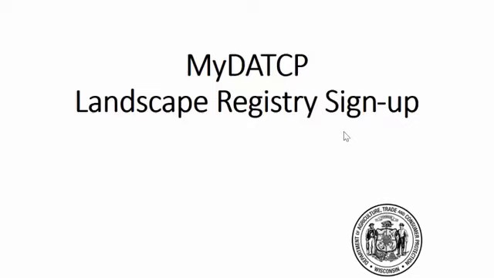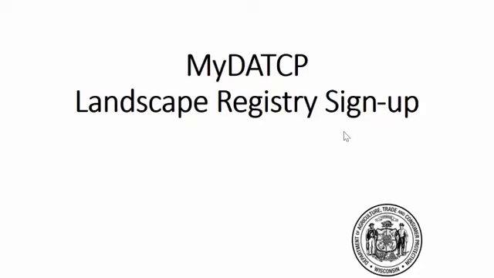This video will explain how to sign up for the Wisconsin Landscape Pesticide Registry using the new MyDatCap process. Homeowners and renters can sign up if they want to know in advance when a business will apply pesticides to neighboring properties. Once you are registered, pesticide application businesses will provide advance notice of upcoming applications to those properties.